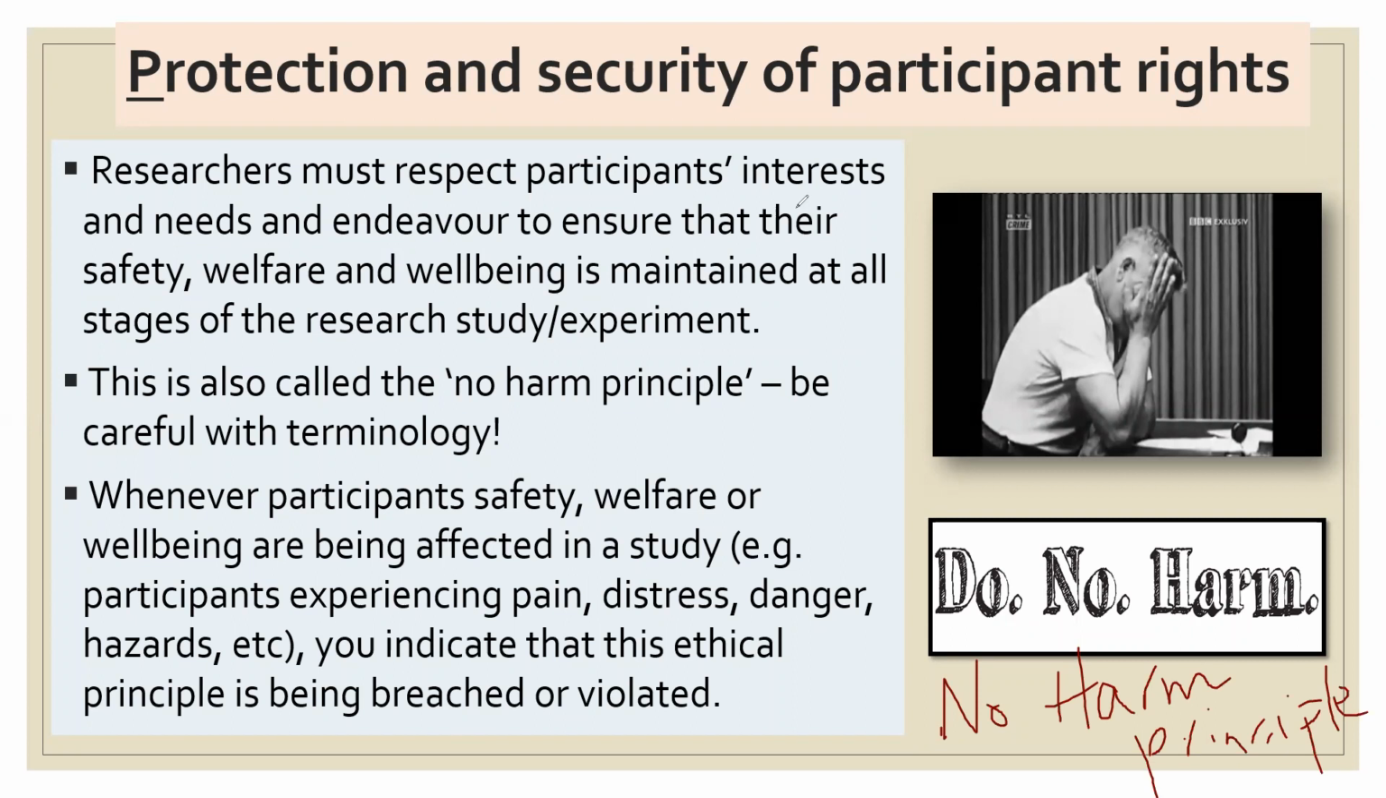Now, why can't we just call it the no harm principle and not call it protection and security? Well, because in the study design, the terminology they use is protection and security of participant rights. So that's the one we want to use. Obviously, when you're learning this, you can just use do no harm as a summary of what this entire ethical principle is about. So essentially what protection and security of participant rights means is that researchers must always protect their participants' interests and needs and make sure that the safety and well-being of those participants is always met. So participants should never be put into unnecessary pain, distress, danger, or hazards.